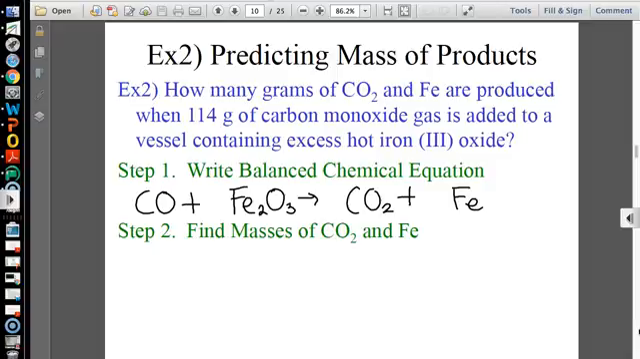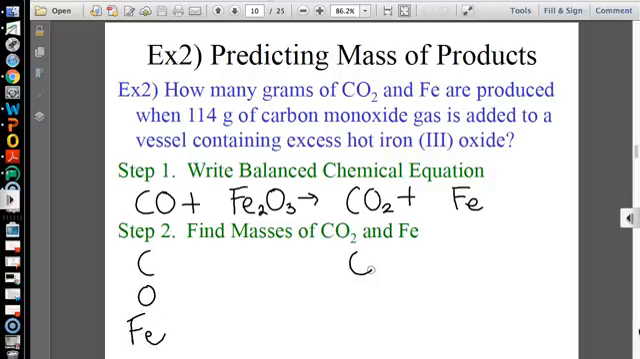So when 114 grams of carbon monoxide is added to a vessel containing excess, remember that means it has enough, or extra, of hot iron(III) oxide. And so, that's kind of what we're looking at. Now it's not balanced, so we do need to do that. Remember when you have a lone element, it's very helpful to put that last when you go to balance. Oxygen's in 2 places over here, so I think I'll put that second to last. So anyway, we have carbon, oxygen, and iron.